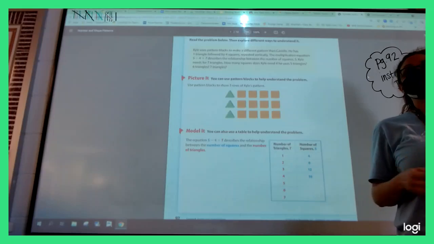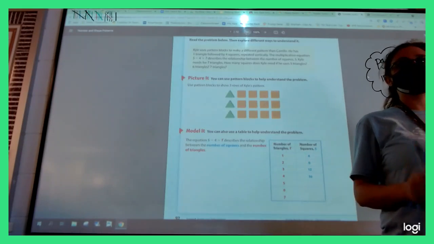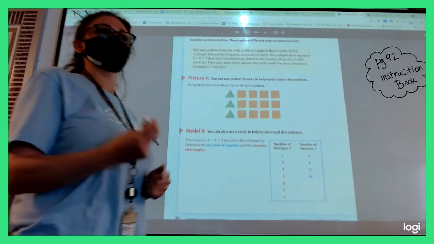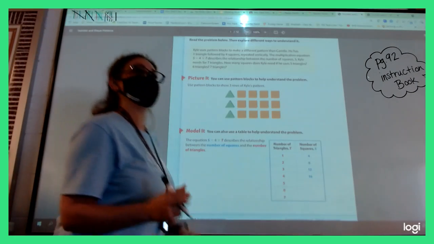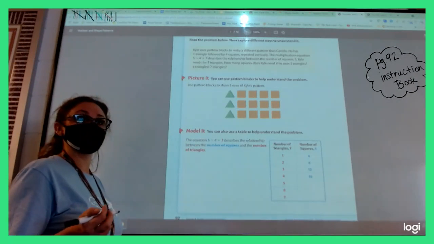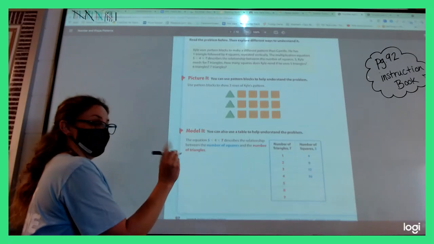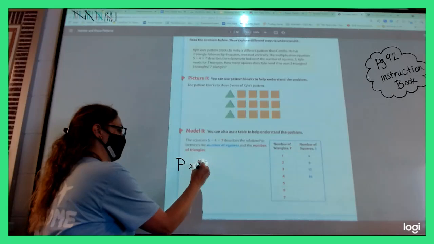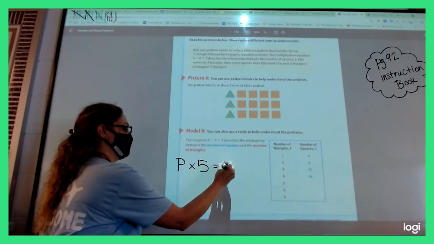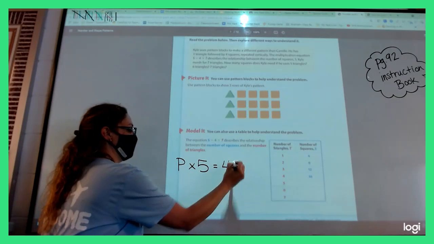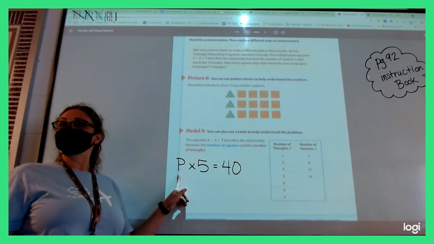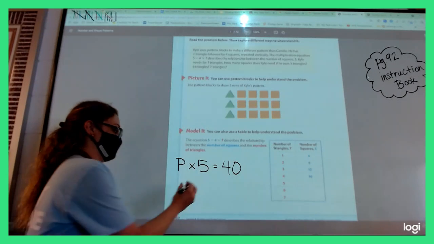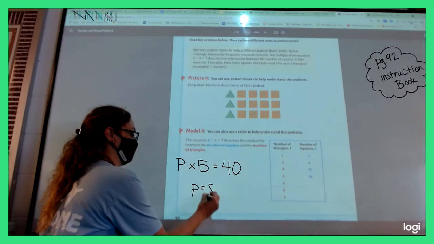So before we even get into this, what is an equation? We've worked with them this year. Angie? An equation is like a problem with numbers that can solve another number, but it's bigger. Okay, so let me give you an example. If I had p times 5 equals 40, can we solve what p is? Angie, do you know? P has to be 8, right? If p equals 8, that sentence is true.